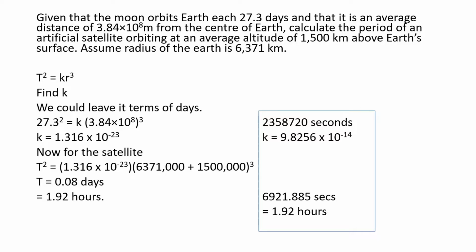You could leave it in terms of seconds. So if you look at the box on the right hand side, instead of days, convert t into seconds, and then you end up with 2.358720 million seconds. So then k would now be 9.8256 times 10 to the minus 14. And then you should have t as 6,921.885 seconds. Convert that into hours, you still should get 1.92 hours.